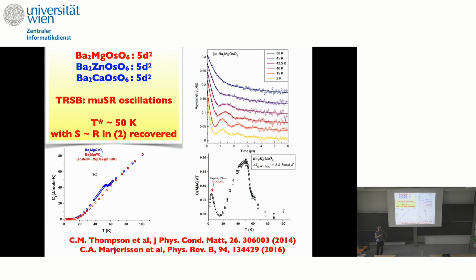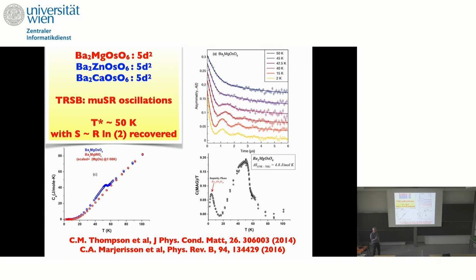I'll show you data on this in a minute, but they all stay cubic from room temperature to low temperatures, and we have very high tolerance on that. And so this is what the heat capacity looks like, and there's clearly some sort of a phase transition at about 50 Kelvin or so. And then below 50 Kelvin, this is muSR data that was measured by my colleague at McMaster, Graham Luke.